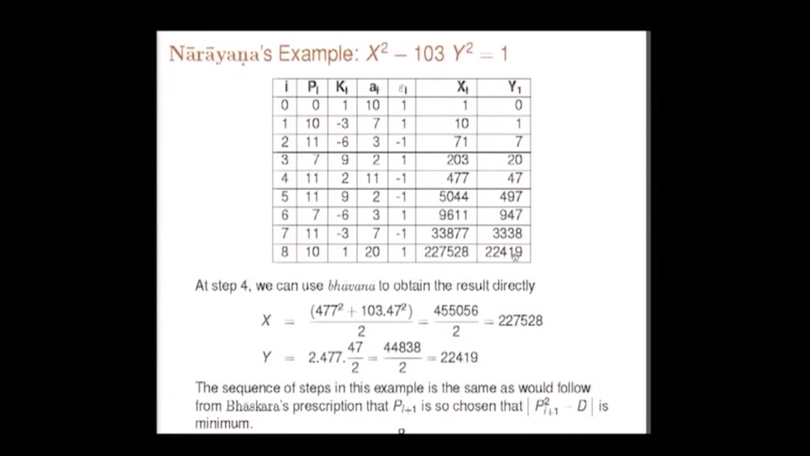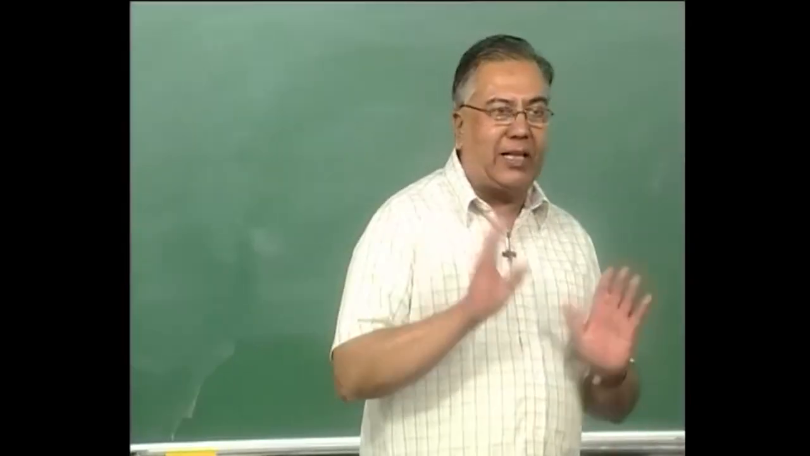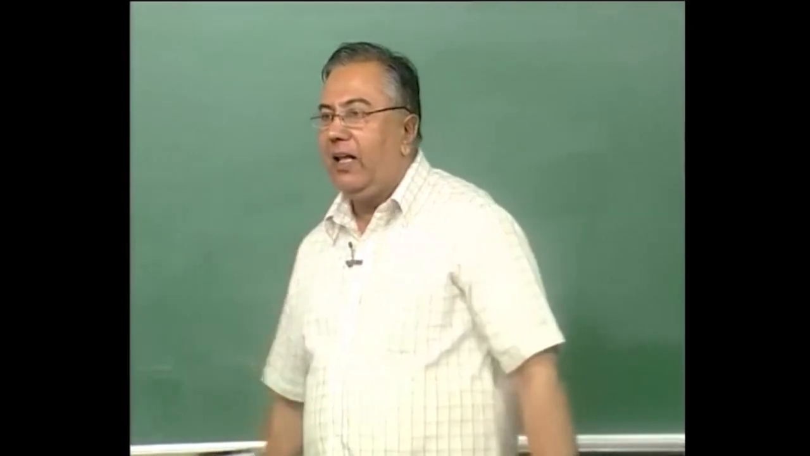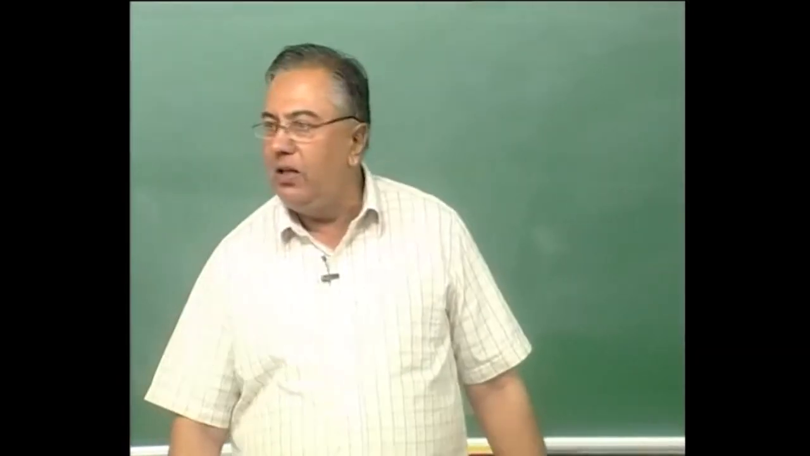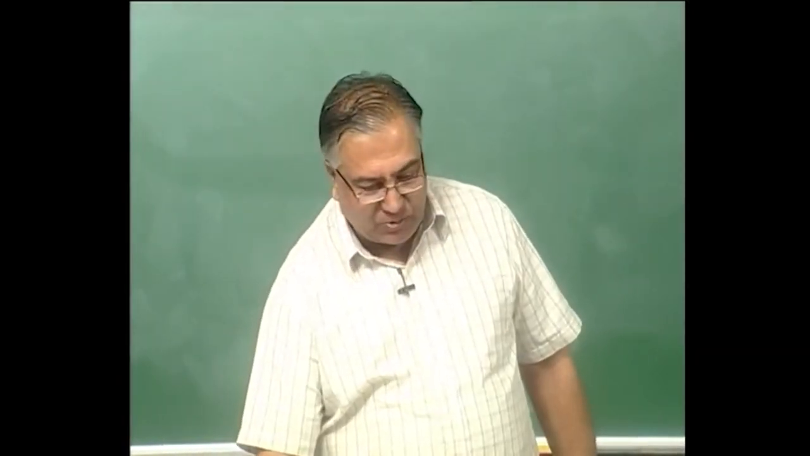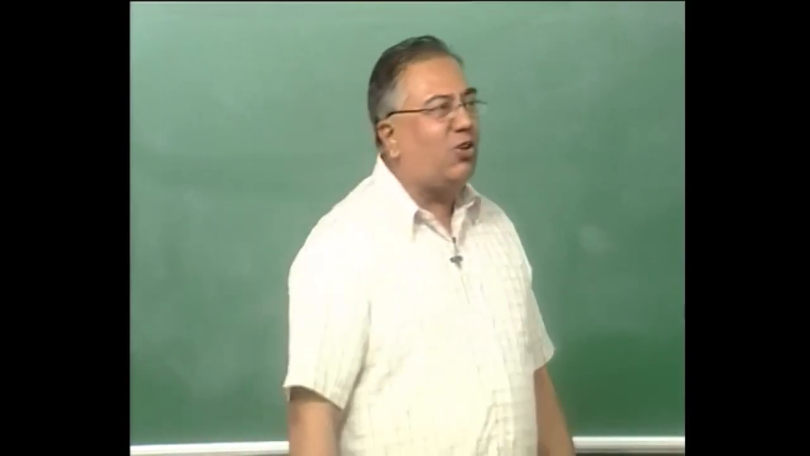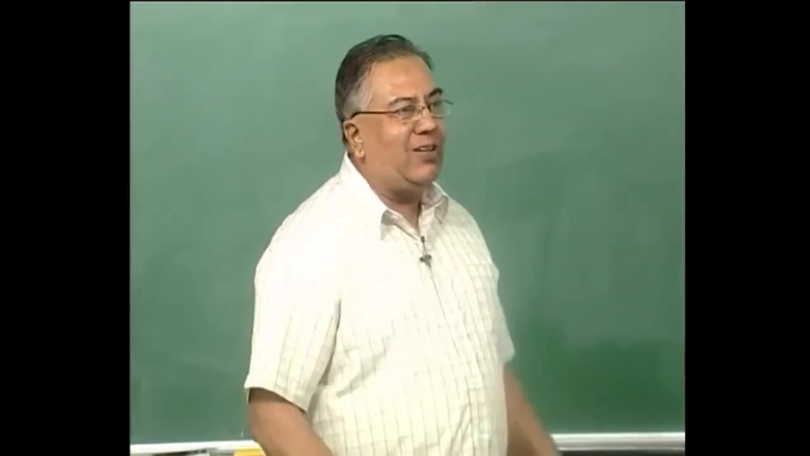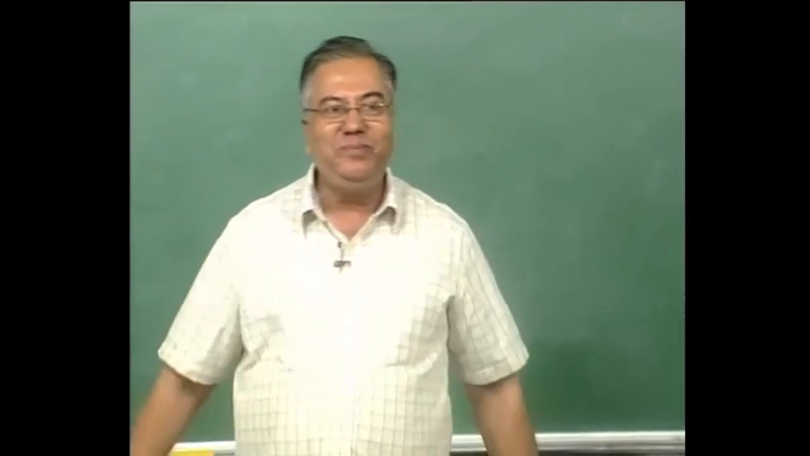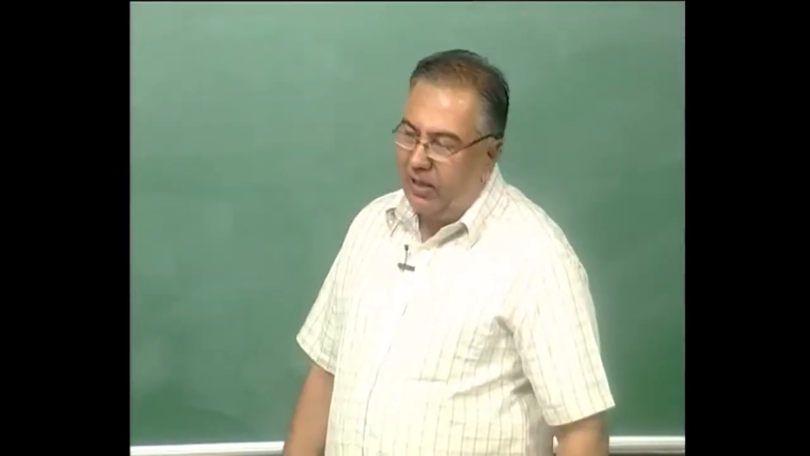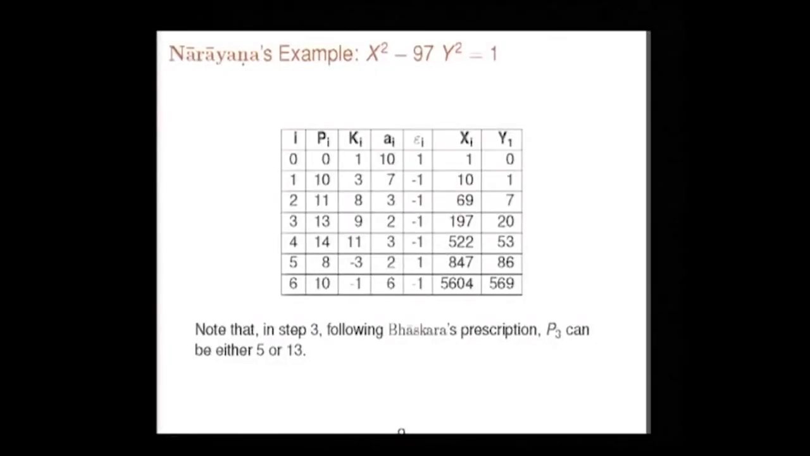So in this example there is no distinction between the way Bhaskara would have done and the way Narayana has done the example. So his procedure seems to be the same, but it is not so simple. Narayana has worked out another example, and this example is x squared minus 97y squared is equal to 1. This example throws up many interesting features.